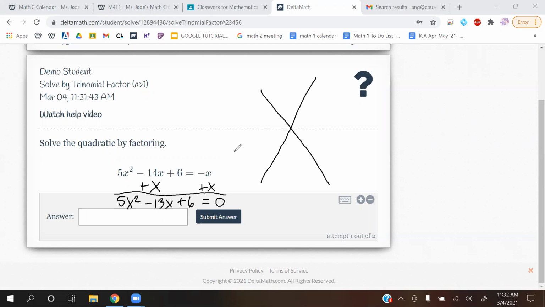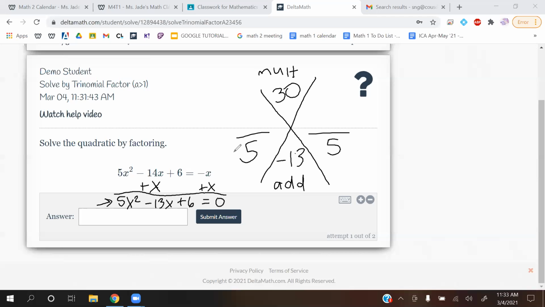So what goes on top? We're going to take the 5 and the 6, multiply it together. The 5 from the 5x squared and the 6 at the very end. So 5 times 6 gives us 30. We're going to think of two numbers that multiply to 30. What goes on the bottom? The negative 13x, so you're going to say minus 13. That's the number that you want our two things to add to. Remember that because we have an a value, because this is a number 5, we must put these as fractions. So I'm going to say over 5 and over 5. All right, so now we think about what two numbers will multiply to 30 and add to negative 15.